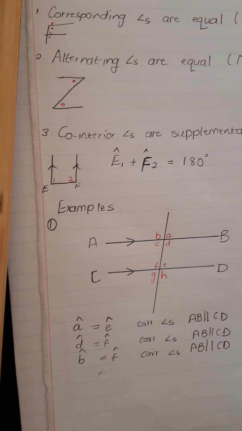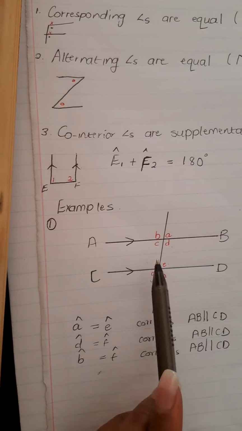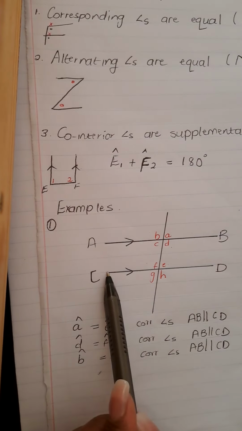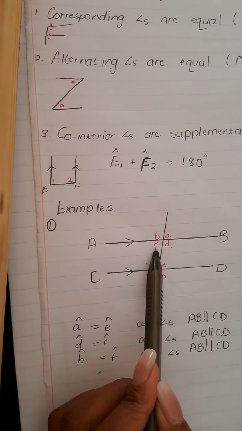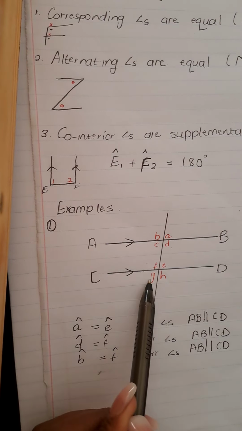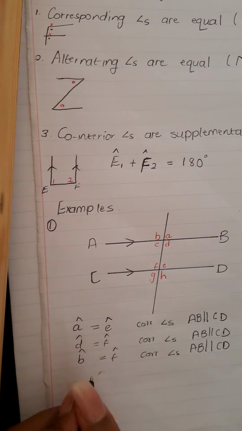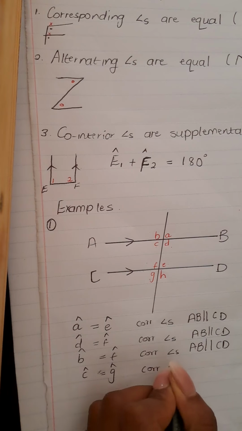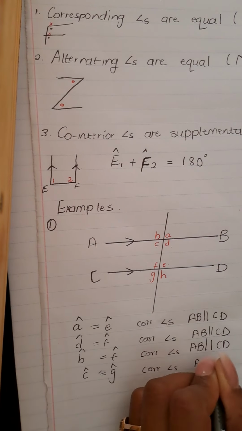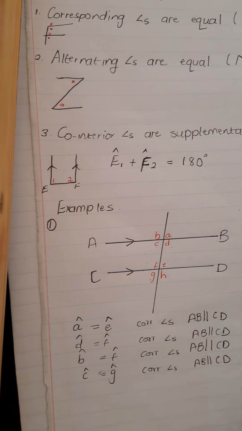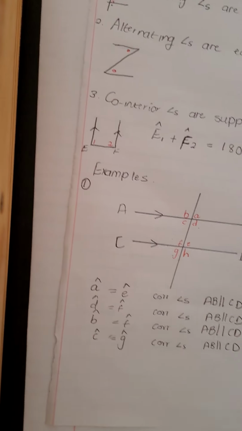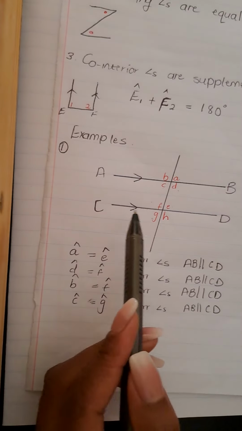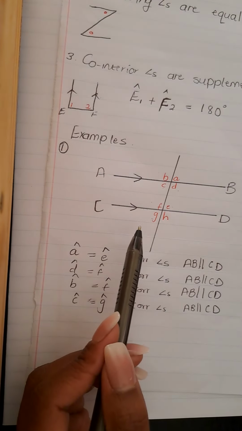We also have another corresponding angles because you are having an F facing that direction, an angle below the line, which is angle C, another angle below the line, which is angle G, meaning angle C is equal to angle G, corresponding angles, AB parallel to CD. We are done finding the corresponding angles, but we can also get alternating angles.